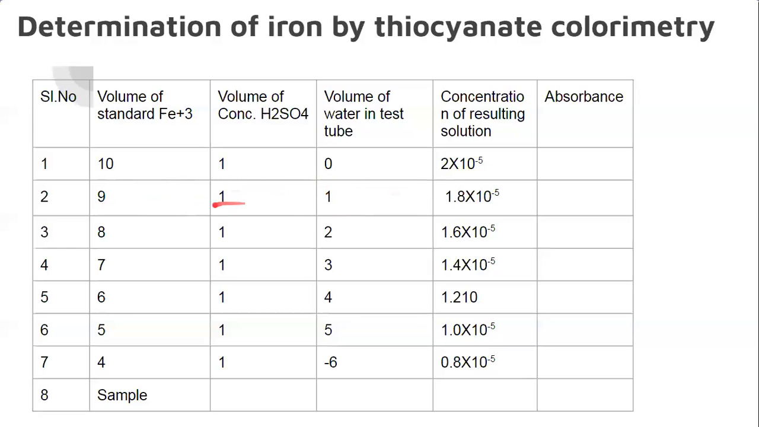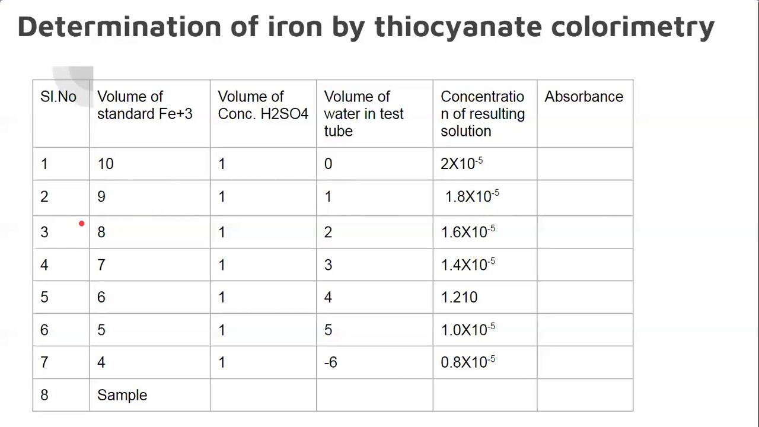Overall volume of that solution may become 10, if you are avoiding this sulfuric acid, then the total volume of that solution may be 10, and then the concentration will be decreased. How much? It may come out as 1.8 into 10 to the power of minus 5.